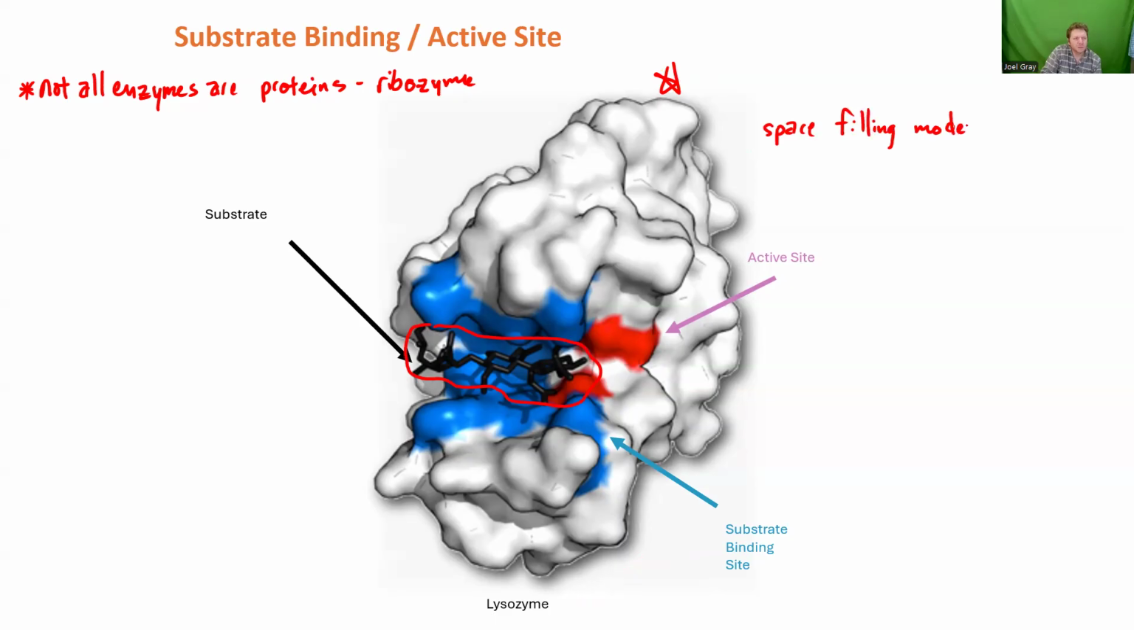And I think there's another, more specific name for this type of space-filling model, and it's coming from the electron density of all the amino acids that make this up. What I want you to know about this is that lysozyme, if I remember correctly, is a single polypeptide. So this is looking at the tertiary structure of lysozyme. And I'll give you a good resource.